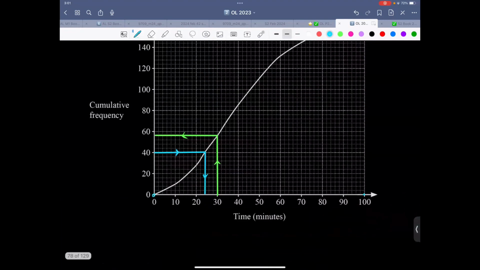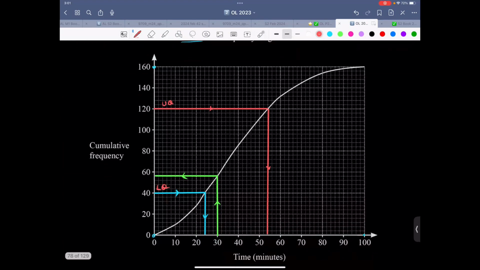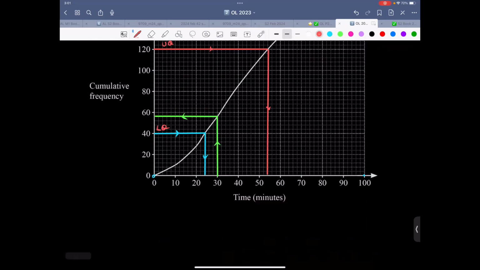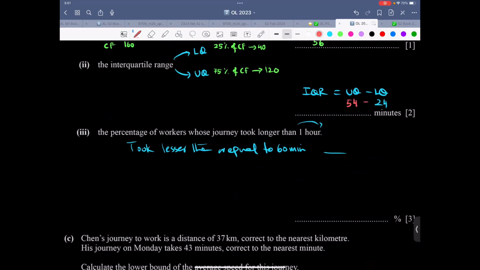And let's look at the upper quartile. So upper quartile is for 120. So I'm going this way. Touch the graph. And then this value. So this is for upper quartile. This is for lower quartile. And this value is 54. So that was 24. This is 54. Therefore, 54 minus 24, that is an exact 30. So you get the answer for interquartile range.